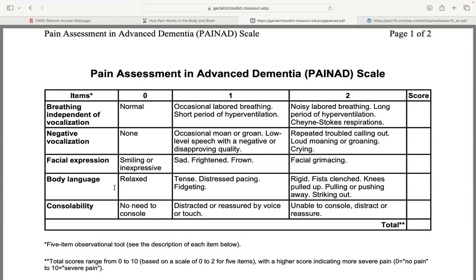So it's just a quick tool. You can look at those 5 items. You tally it, and on the far right, and then on the bottom it tells you total scores from 0 to 10. A higher score indicates more severe pain. So just a quick and easy tool that can be used in assessing pain.